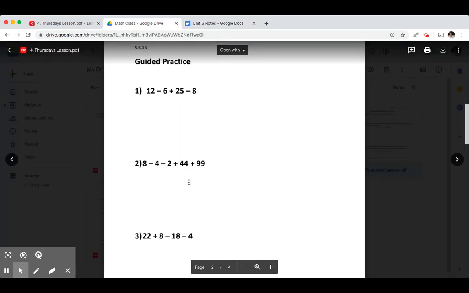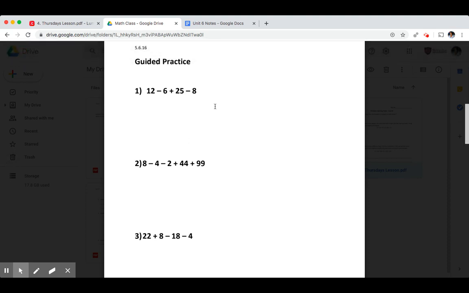Now, since we are done with our notes, you're going to go ahead and try numbers 1, 2, and 3 for guided practice. Make sure that as you're solving, your work looks like mine, meaning that you're solving one step at a time and rewriting the rest of the expression for each line.